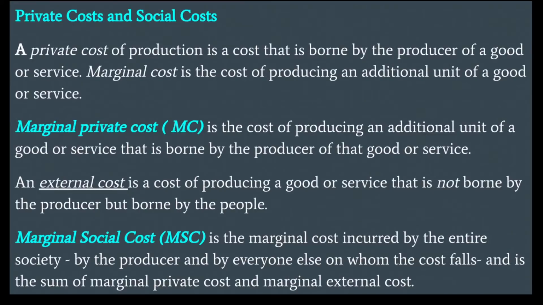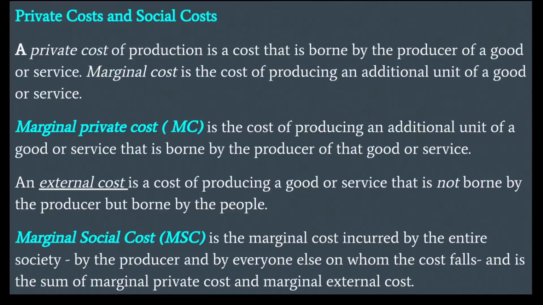Private cost and social costs. A private cost of production is a cost that is borne by the producer of a good or service. Marginal cost is the cost of producing an additional unit of the good or service. Therefore, marginal private cost, that is MC, is the cost of producing an additional unit of the good or service that is borne by the producer of that good or service.